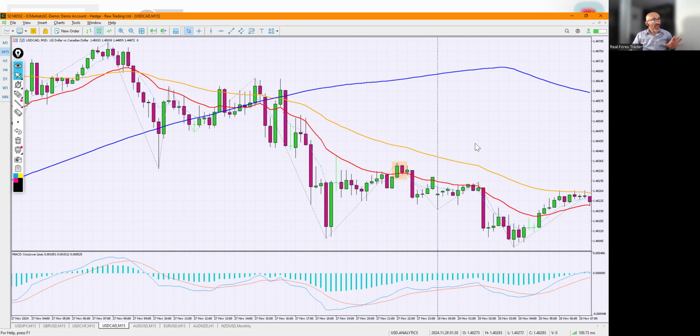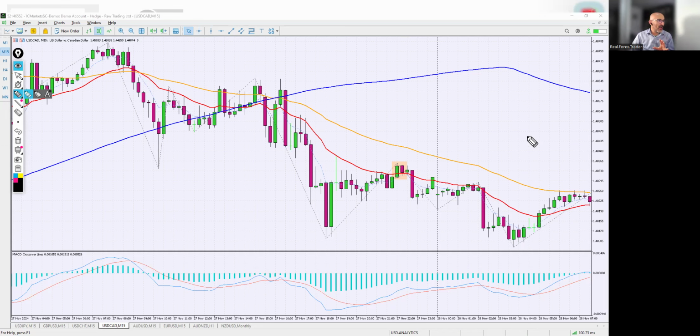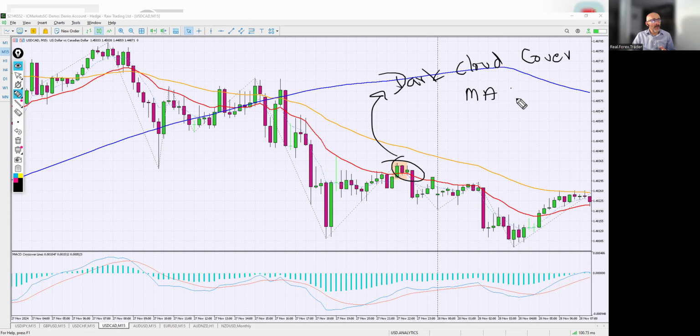So let's see. We can use other indicators to give more power to this pattern, to our dark cloud cover, right? So this is our dark cloud cover. How can I potentiate? How can I give more reliability to this pattern? I can use MACD, right? And I can use Fibonacci, right? Just to see Fibonacci ratios, just to see if there is more reliability related to this pattern.